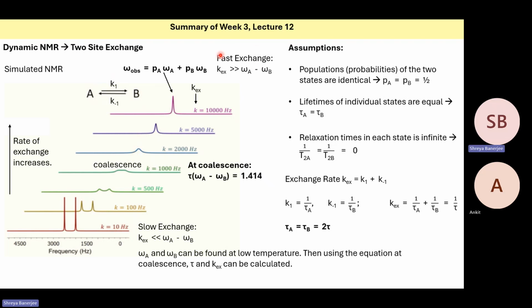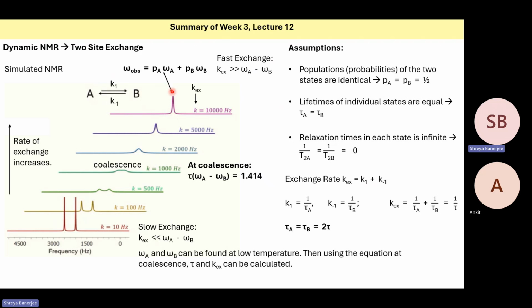So that is called fast exchange. So slow exchange is basic. We define something called the exchange rate, K(EX), which is the summation of the rate of the forward and the reverse reaction. If this exchange rate is much less than the frequency difference, then you will be able to see both signals of A and B. And in fast exchange, the exchange rate is much greater than the frequency difference.